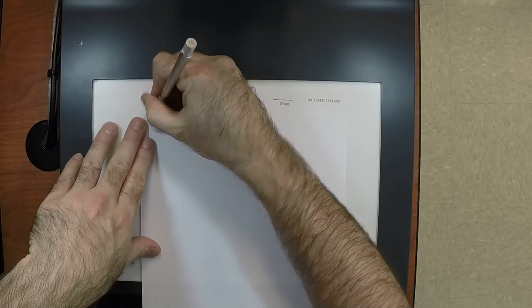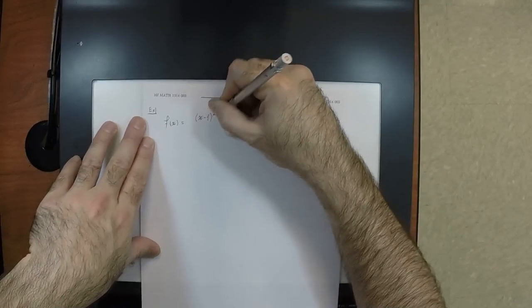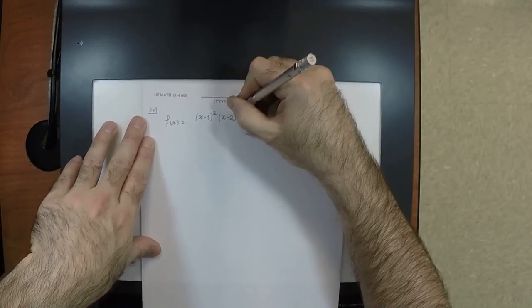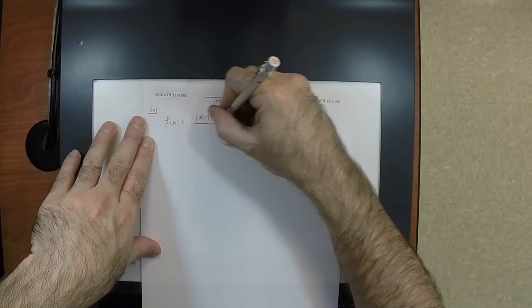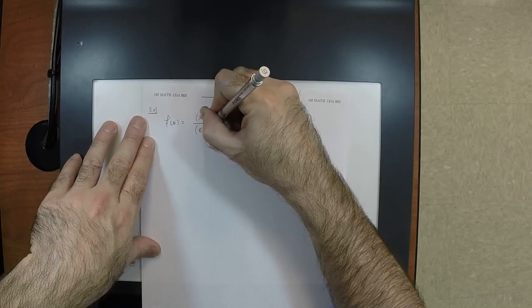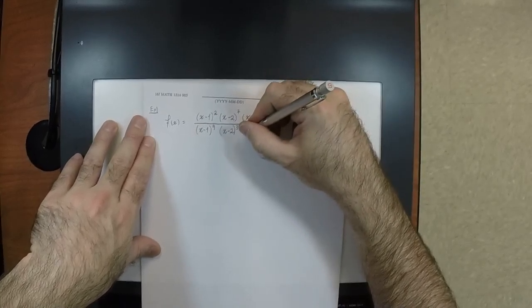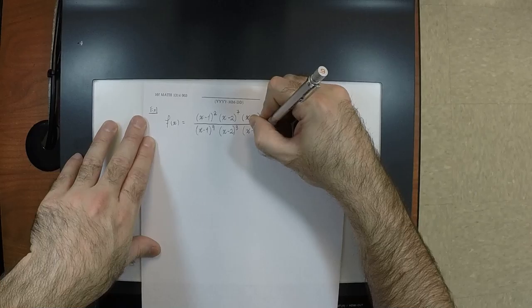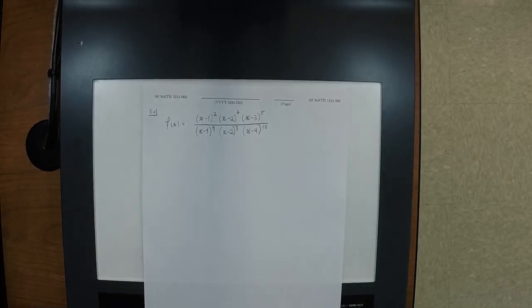For example, use a crazy function. So, x minus 1 squared multiplied by x minus 2 to the 7th multiplied by x minus 3 to the 5th, and then divided by x minus 1 to the 9th, x minus 2 to the 3rd, x minus 4 to the 10th. Why not? Crazy function. Okay.